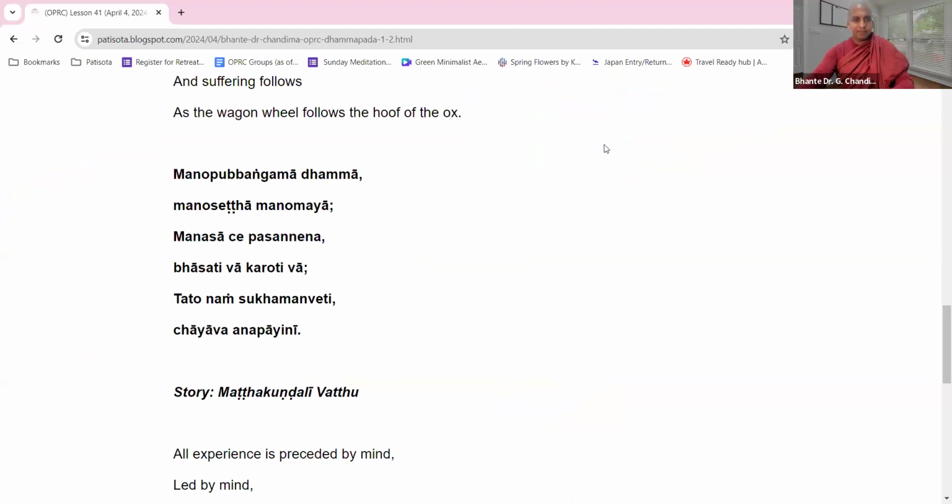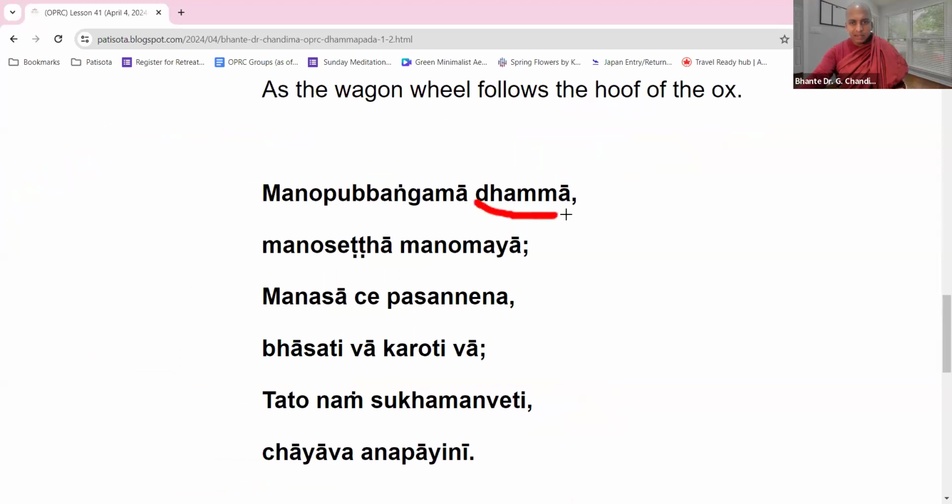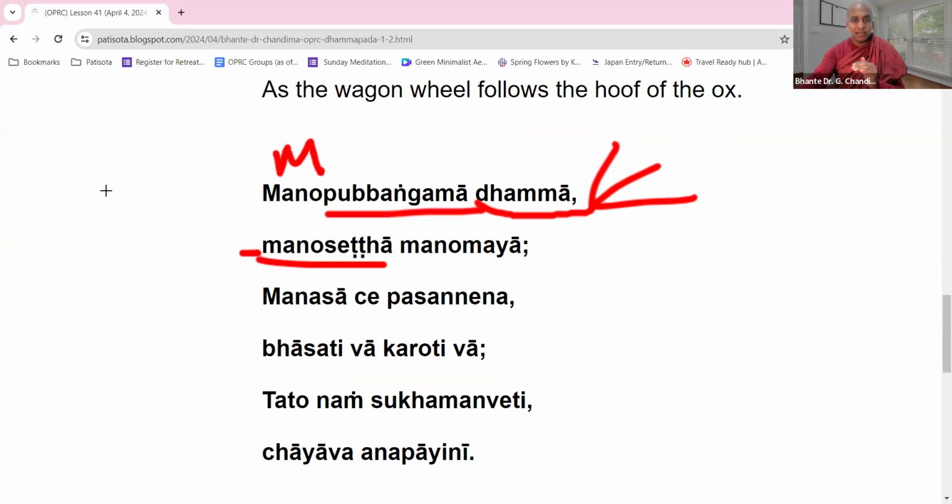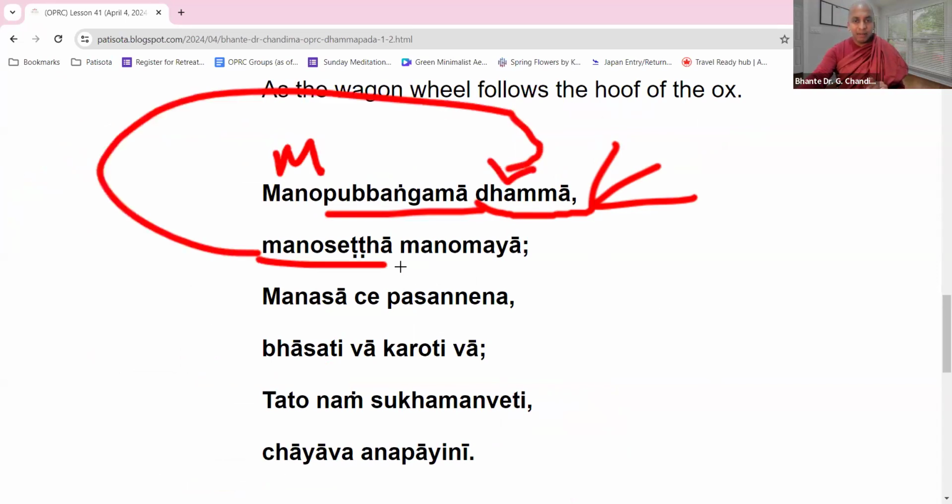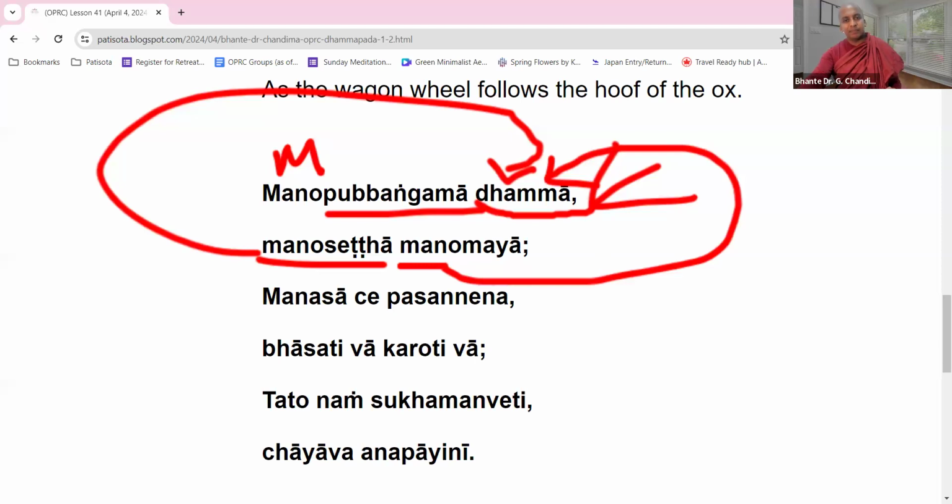Okay, second stanza. I don't have to explain again, but I will just say dhamma means all experiences, which means sanya, vedana, sankhara. They all are preceded by the mind. All experiences are led by the mind, and the mind makes up all these experiences.